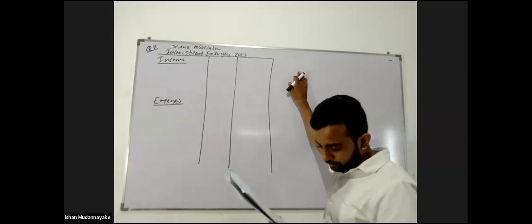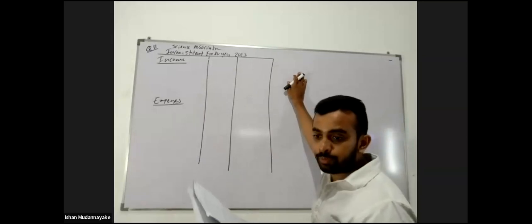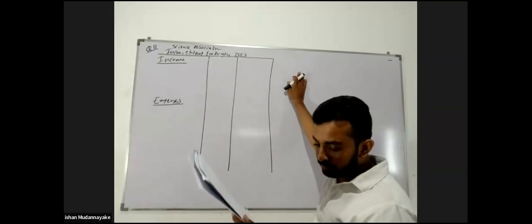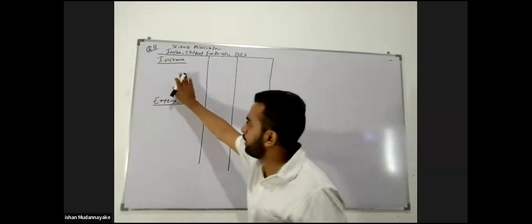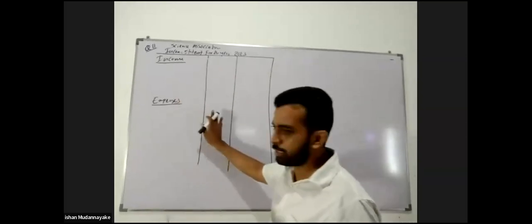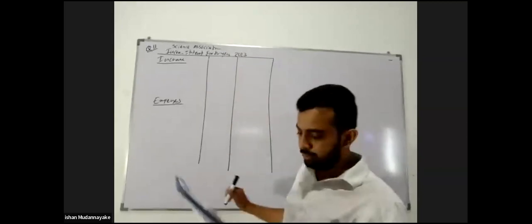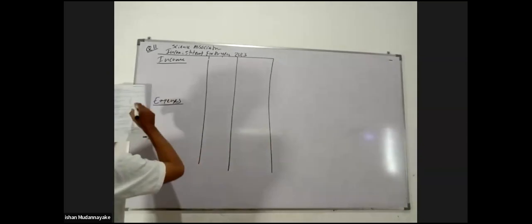Okay, right. Look at question number 11. Write down income. Write down expenses. Then income minus expenses. Quickly we'll complete the question. Simple question.